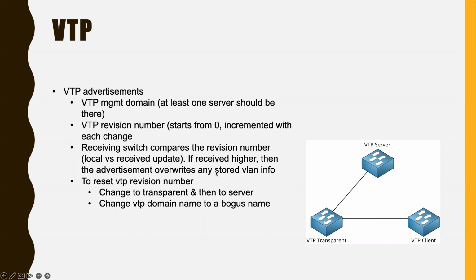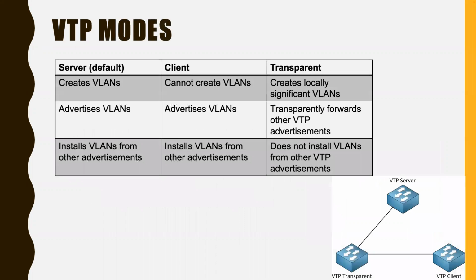Otherwise, it will just ignore. Okay. So if we want to, let's say, reset this VTP revision number, what we can do is either we change the mode of the switch to, let's say, transparent, and then bring it back to server. Then it will reset the revision number to 0, or the other method can be, we can change the VTP domain name to any bogus name and bring it back to the legitimate name. Okay, these are the 3 modes that we are talking about. In VTP, we have 3 modes.